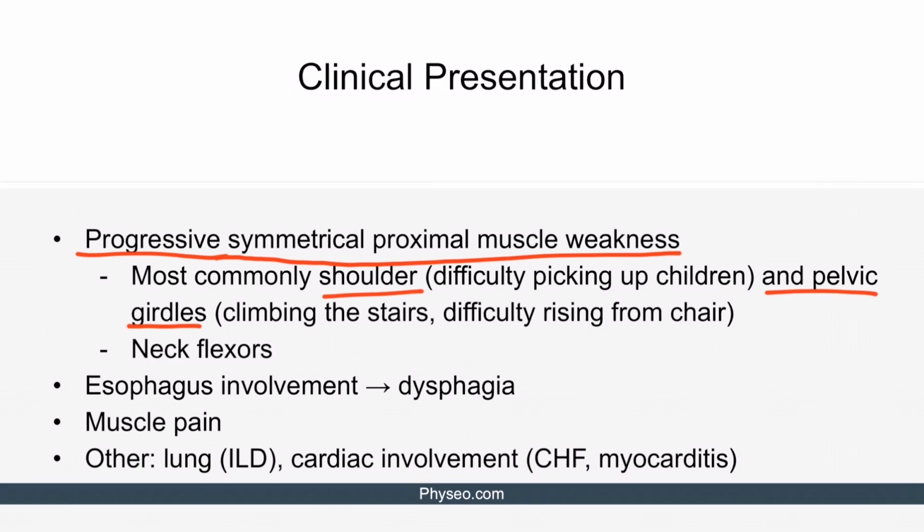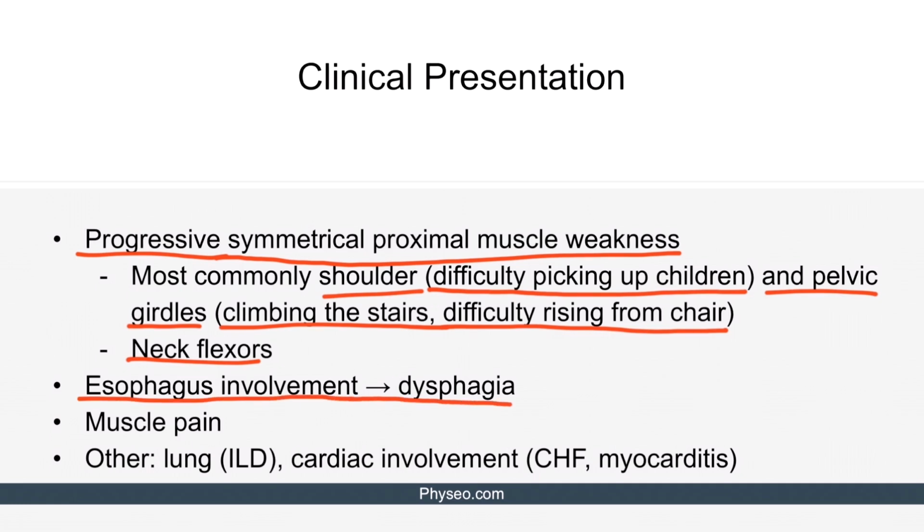Now, patients will complain of difficulties picking up their children, climbing up stairs, or rising from a seated position. Neck flexor muscles can also be involved. If the esophagus is involved, it can cause dysphagia. Now, up to 33% of patients can also experience myalgias or muscle pain. Systemic involvement of the lung, causing interstitial lung disease, and cardiac involvement, causing congestive heart failure or myocarditis, may also occur.